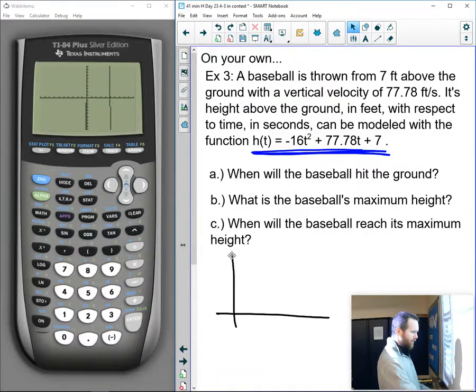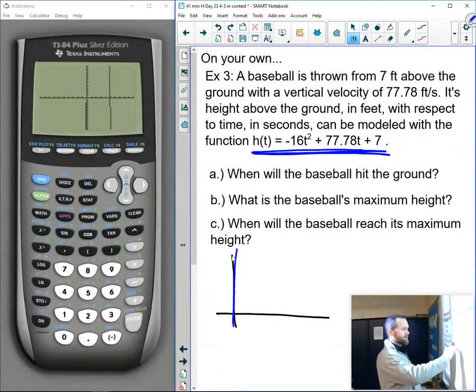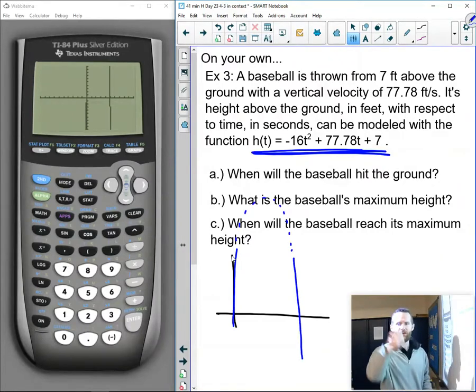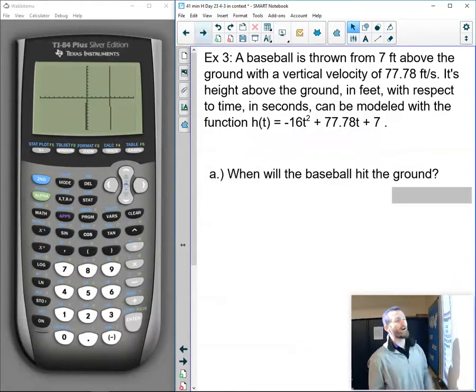It's going up really, really close to the y-axis. Then we can't really see where it's turning around. Then it's coming back just for the very, very bottom. But that's okay. We can still use the graphing calculator to find our answers.